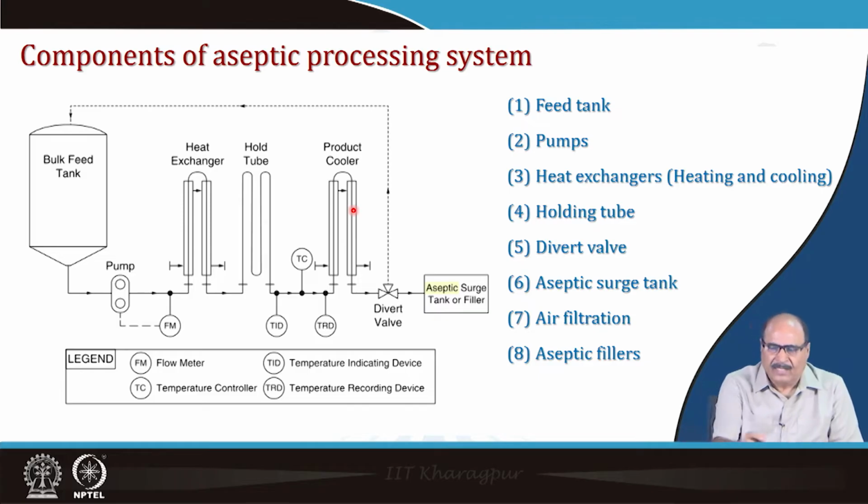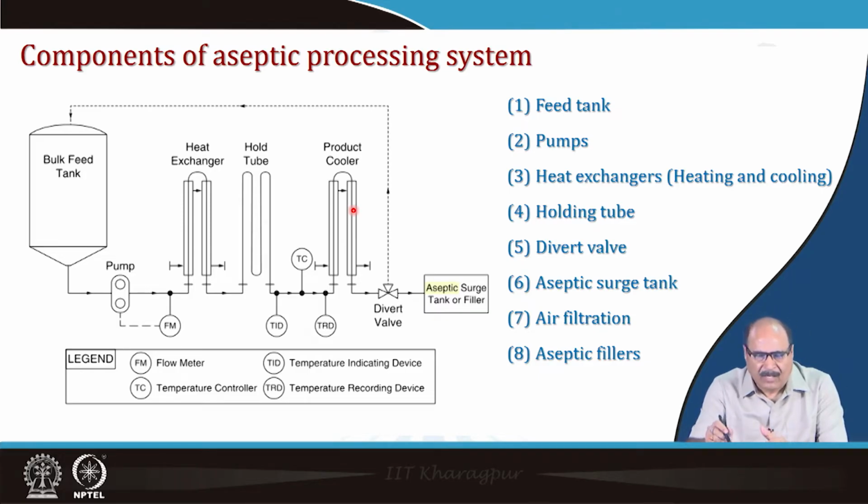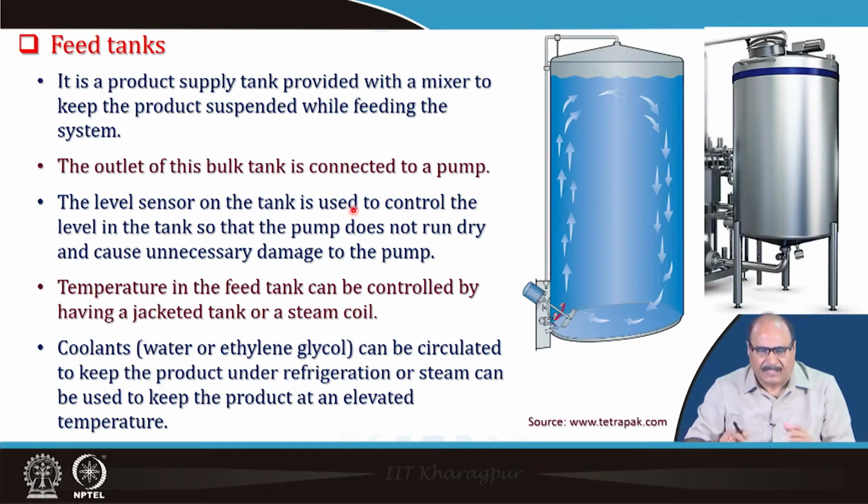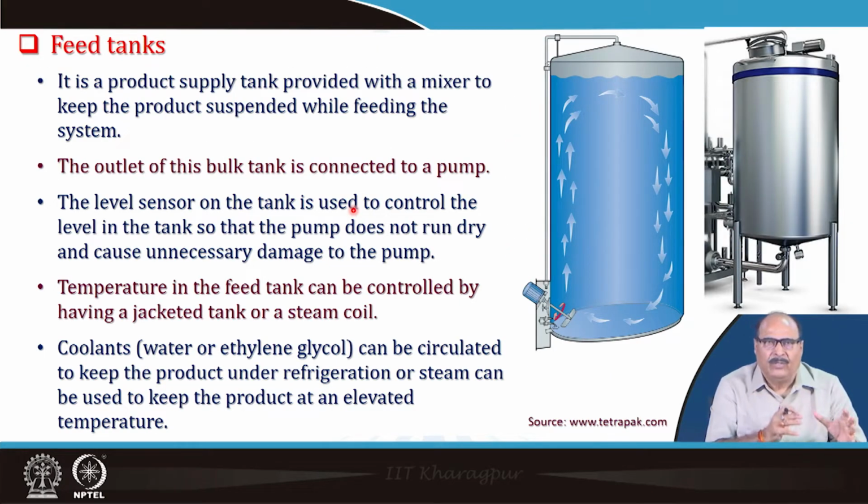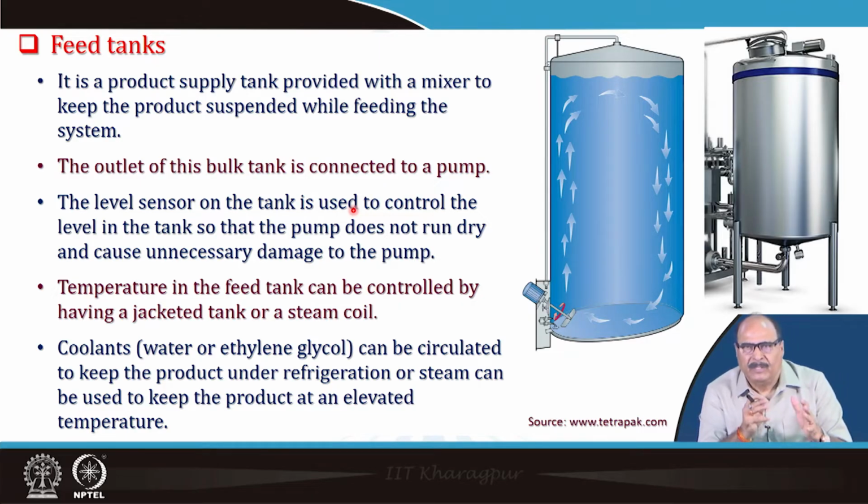So, these are the different components in the aseptic processing of the product as far as the product processing is concerned. As I told you, these are the liquid food, pulp, concentrates. So, the system should have a feed tank, a good pumping system, heat exchangers, and then a cooling system. These are the main components of the aseptic processing line.